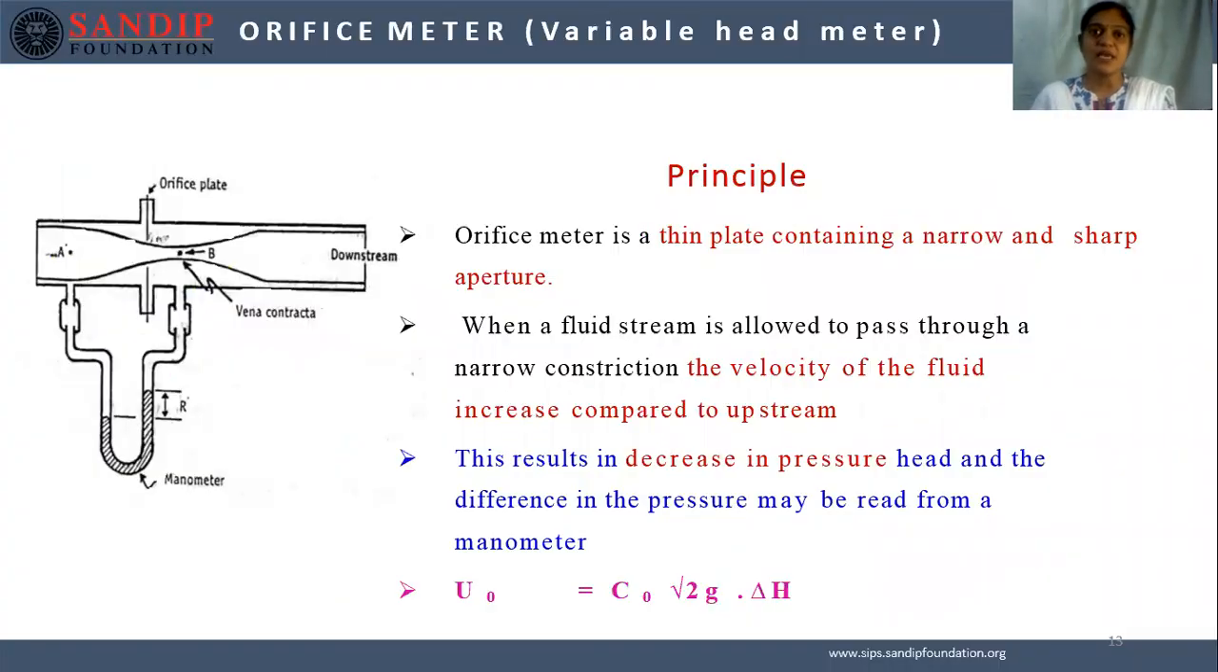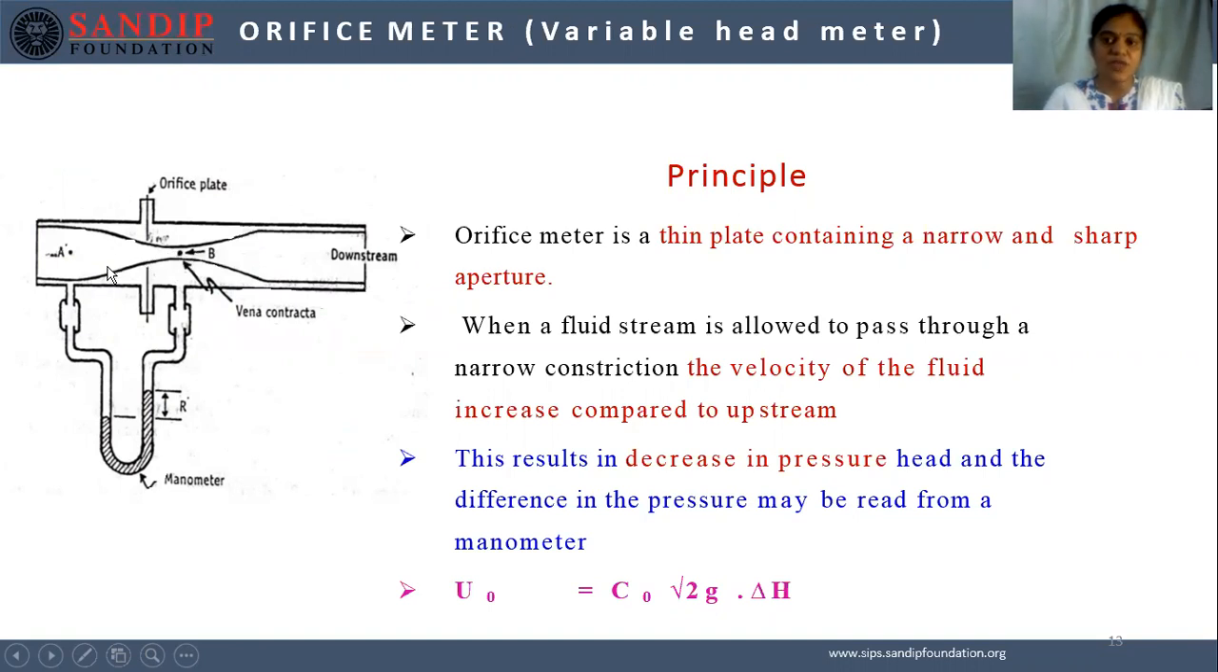Now, let us see about the orifice meter. The orifice meter is also called the variable head meter. This variable head meter is based upon a principle. The orifice meter is a thin plate containing a narrow as well as a sharp aperture.